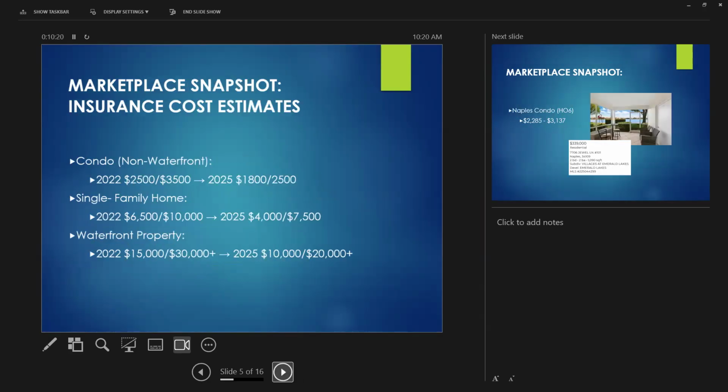I know the question always is, what's the insurance cost? I did a quick calculation from Marco Island to Tampa to show you what's happened to rates. I have 3 examples that were given to me as well to show you more specific local ideas. But the general feel is, as you look from 2022, from the condo, the single family home, or the waterfront to those 2025 rates, there's definitely improvement.